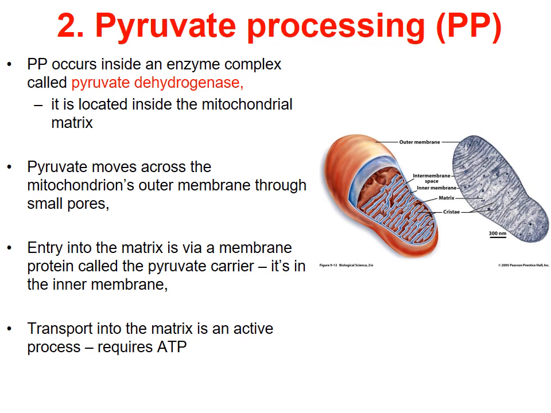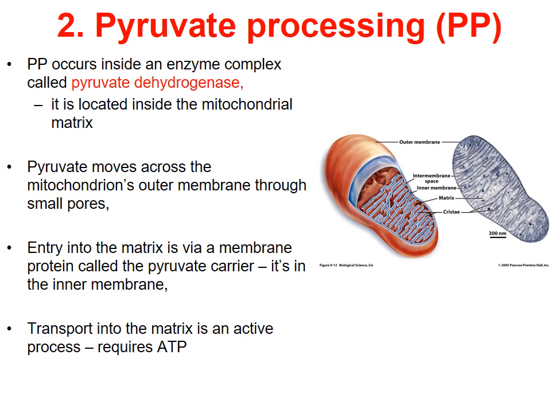In this lecture, we're going to carry on talking about cellular respiration, and in particular, we're going to talk about the second phase of cellular respiration, and that is pyruvate processing, or PP for short. So, pyruvate processing happens inside an enzyme complex known as pyruvate dehydrogenase, and this enzyme complex is found within the mitochondrial matrix.